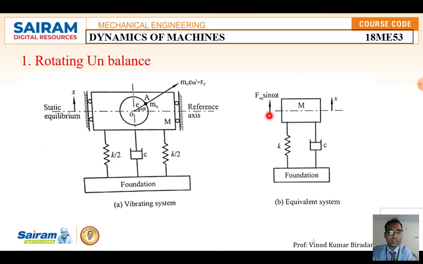This is a mass, and here a harmonic excitation force is going to be produced. A harmonic force is nothing but a waveform: F naught sin omega t. This is the mass, with some displacement x. This is the spring stiffness and damper, and this is the foundation. This is the free body diagram of this.